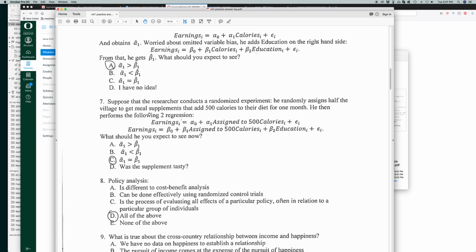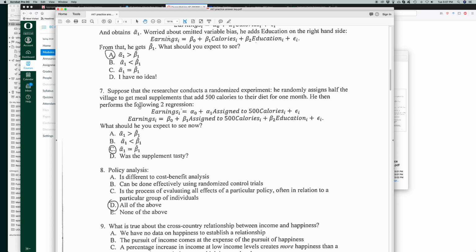Now, second part, suppose that the researcher conducts a randomized experiment. He randomly assigns half the village to get meal supplements and half the village to control. Then he runs the following two regressions. The first regression is earnings as a function of assigned to 500 calories. Notice that this is the intent to treat variable. This is a dummy variable equal to 0 if you're in the control and equal to 1 if you were in the treatment group. In the second regression, you do the ITT and you add education. Now the question is how alpha 1 and beta 1 are related.